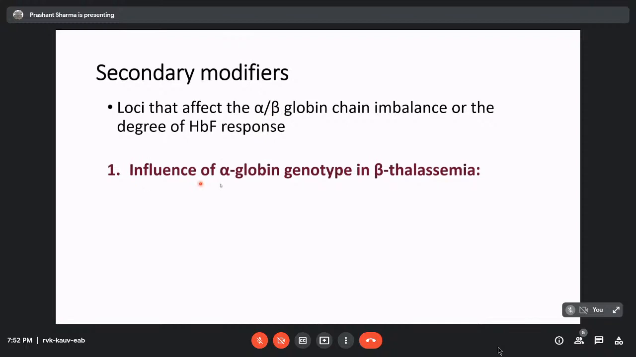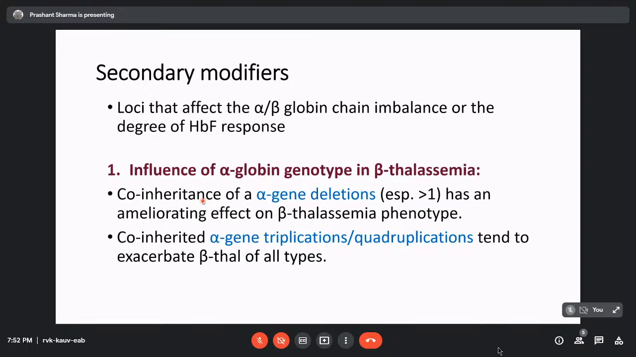But starting first with the alpha globin genotype, it's been noticed that those patients with beta thalassemia major or transfusion dependent thalassemia who co-inherit alpha gene deletions, especially if they get more than one, have an ameliorating effect on their phenotype, which means that they get better. And that is expected because we know that alpha chains are one of the major villains in beta thalassemia. On the other hand, if somebody has a co-inherited alpha gene triplication or quadruplication, this tends to exacerbate beta thalassemia of all types.